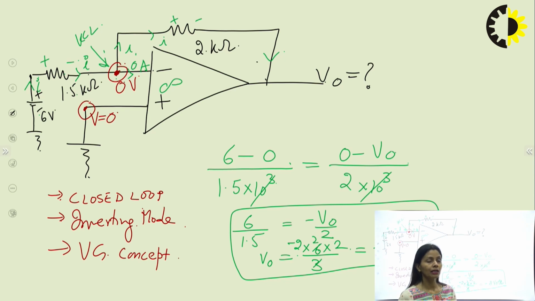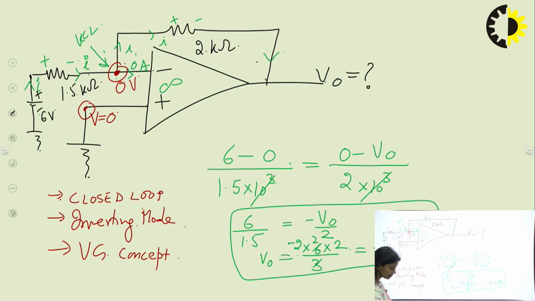We have obtained this by applying the simple virtual ground concept and the simple KCL, and this technique you can use for any OPAMP circuit and you will get the answer for sure. This was an example for the closed loop configuration. Now I will come to the open loop configuration for the OPAMP circuit.